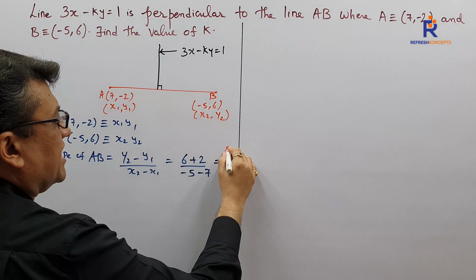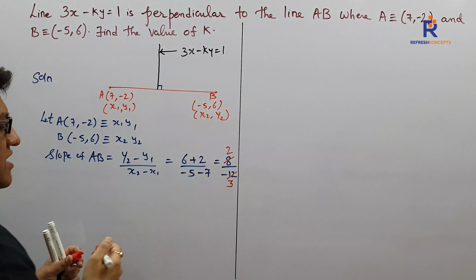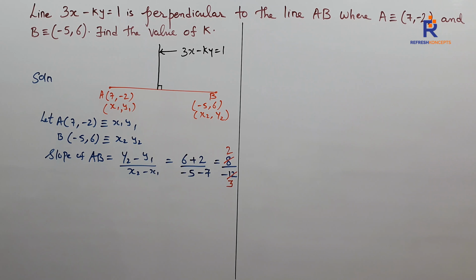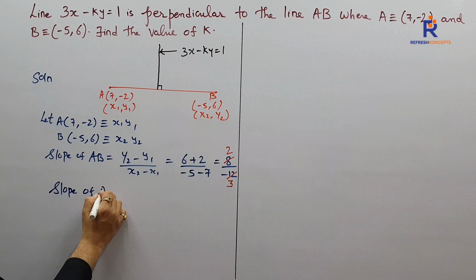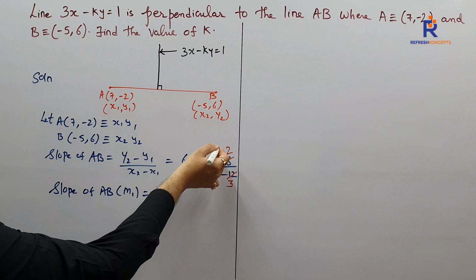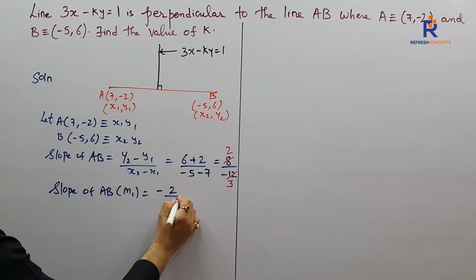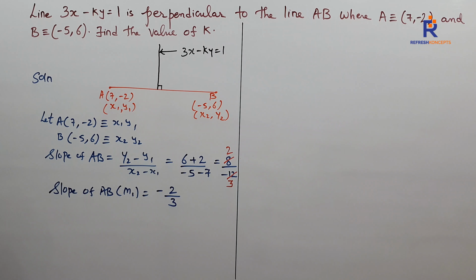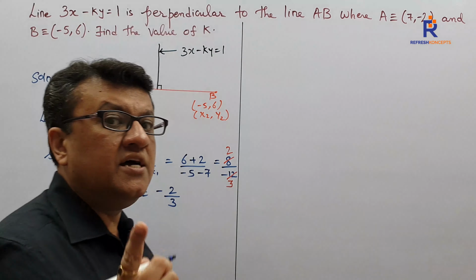4 2 times, 4 3 times. Ultimately, what's my answer for the slope of AB? Let's designate it by m1. The slope of AB, which we shall say m1, is, bringing this minus sign in the numerator, -2/3. Right, children? So what is the other line?